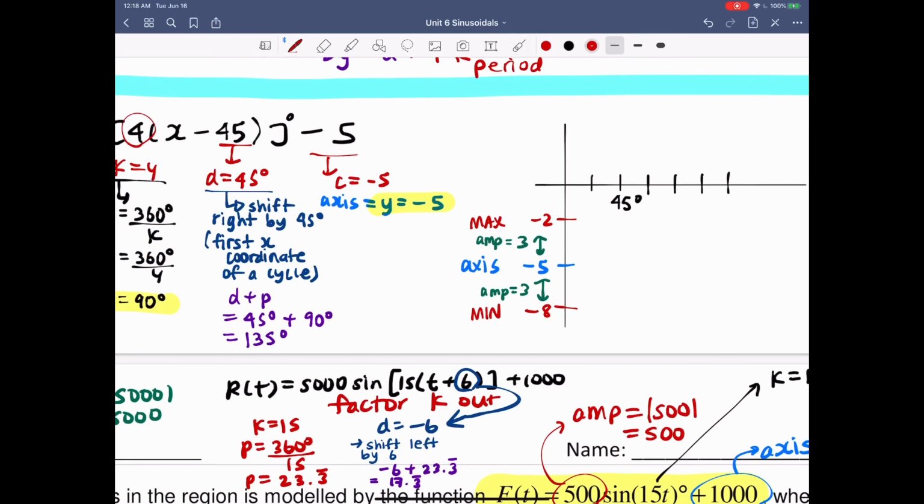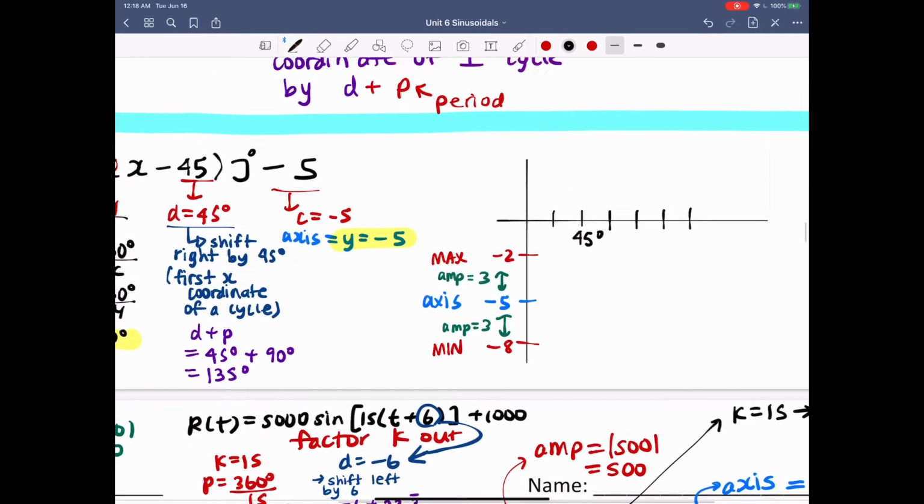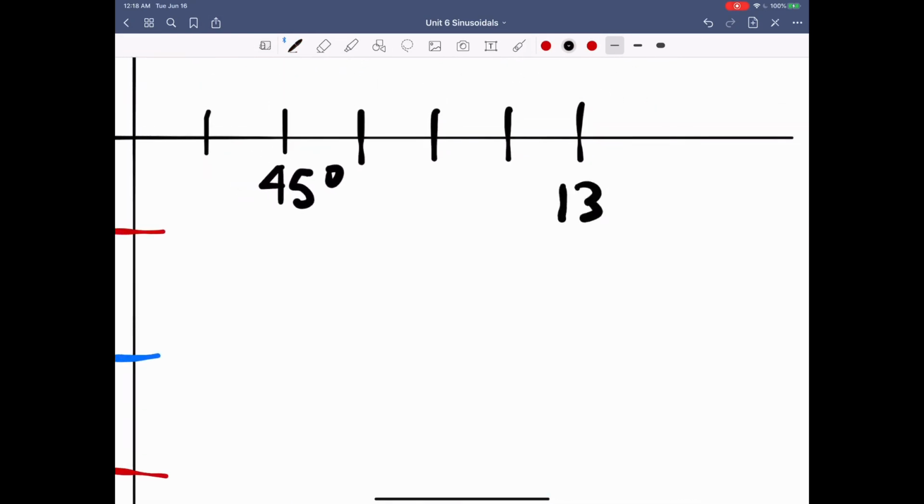So we notice that the period is 135, and so we're going to go back and say, well, that's going to be 135 degrees. What I usually do is I'm going to use a calculator, let's say, and you're going to do 45 plus 135. You get, let's say, 180 degrees, and 180 degrees divided by 2 is 90 degrees. So you are kind of going through it step by step.